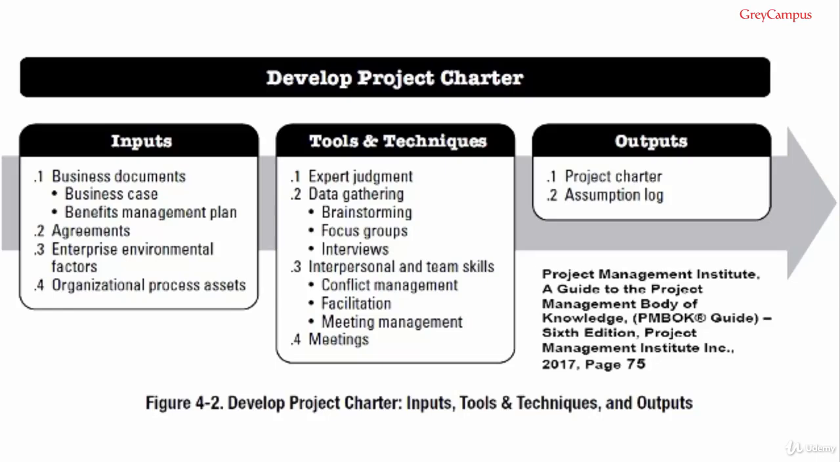Next tool and technique is number 3, interpersonal and team skills, which could include conflict management. And this can be used to help stakeholders bring them into alignment on the objectives and the success criteria and the high-level requirements, the project description, the summary milestones and other elements of the charter.